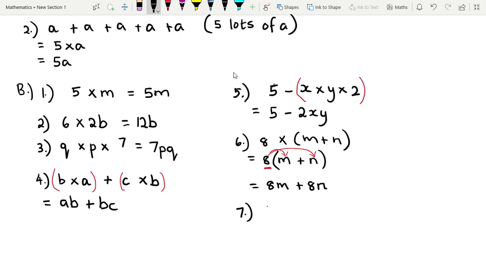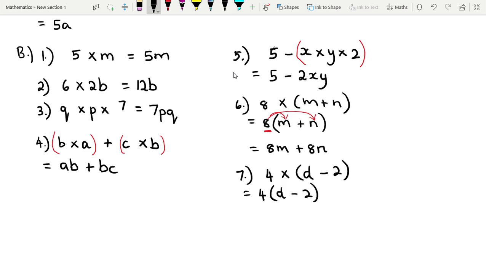Okay, let's do one more. Number 7, we have 4 times (d minus 2). And we do the same thing as the previous sum. Okay, and so here we're looking at multiplying the two together. You're going to go 4 times d and 4 times negative 2. So we're going to have here 4 times d is 4d, minus 4 times 2, 8. And so that would be the way you would work this out using your distributive law.